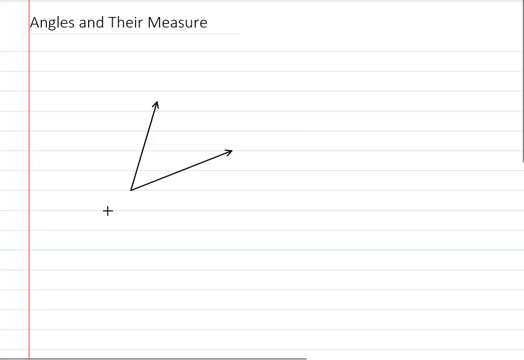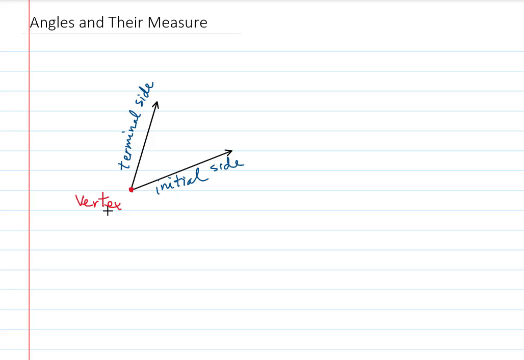We're going to label a few things in here. This point where those two rays intersect is what we call the vertex. This first initial ray is called the initial side, and this would be the terminal side. So the rotation of this ray is going to form an angle there, and that's how we're going to define an angle. So an angle is determined by the rotation of a ray about its endpoint.